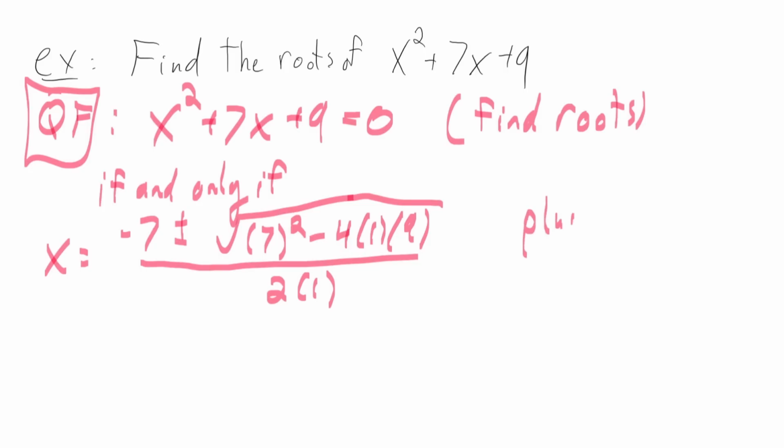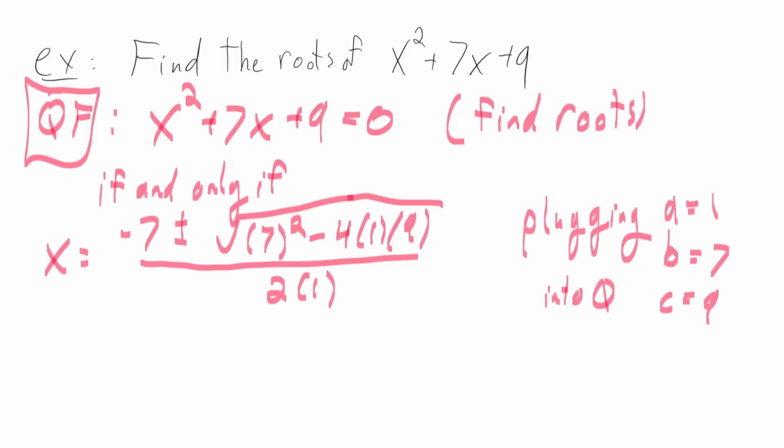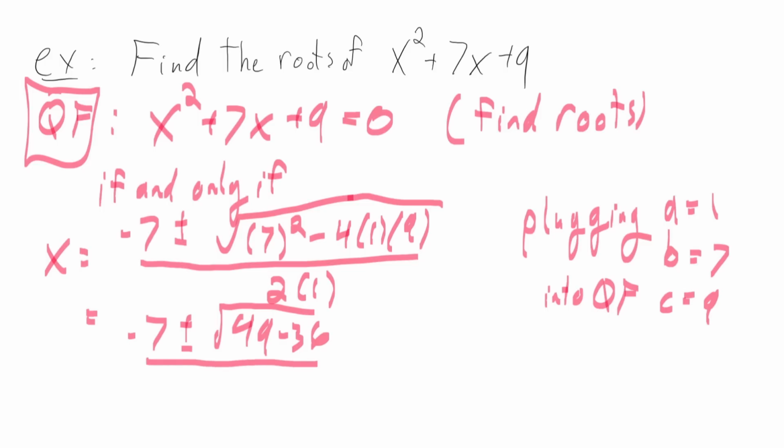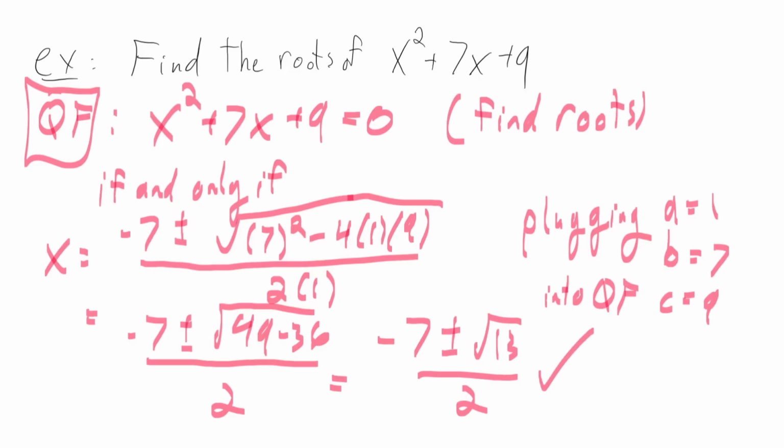So here I'm just plugging into the quadratic formula. A is 1, B is 7, C is 9. And I'll simplify this, so negative 7 plus or minus, okay, in our heads, 7 squared is 49. 4 times 1 times 9 is 36. So now I get negative 7 plus or minus square root of 13 over 2. So those are my roots.